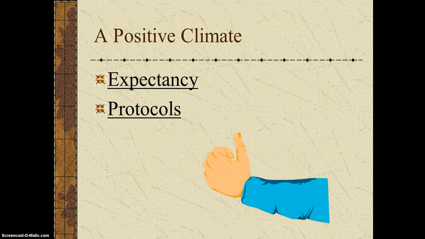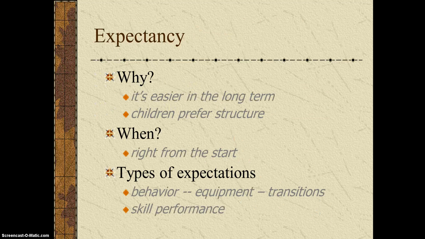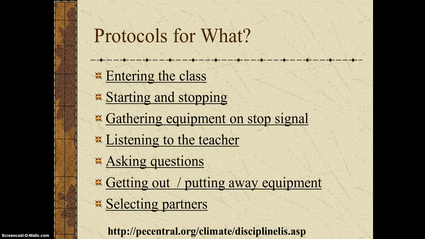For a positive climate, there are two things we're going to look at: expectancy and protocols. When we think about expectancy, the questions become why, when, and what are the type of expectations that we have. Many times it's going to be related to behavior. It's going to be related to how they handle equipment and transitions, and also as it relates to skill performance. So what kind of protocol should we have as a teacher?